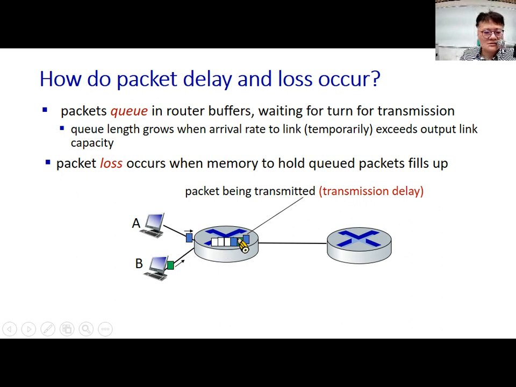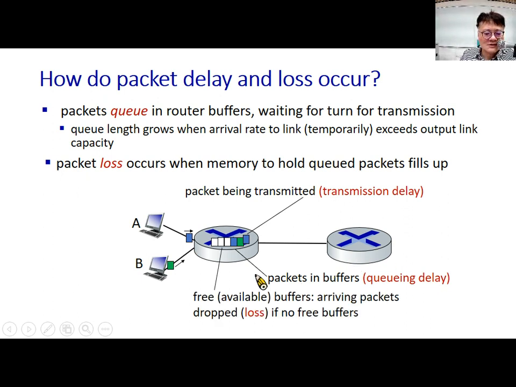So you can see the packet being transmitted. That should be the transmission delay, right? It's for the output, where we need to receive the packet completely. And the packet waiting in the buffer is the queuing delay. When a free buffer is available, the arriving packet is queued, and it is dropped or lost if there is no free buffer.